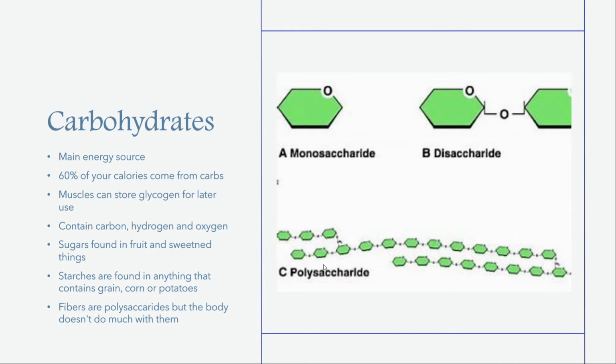Polysaccharides are typically known as starches, and they are the types of carbs found in anything that contains certain crops like grain, corn, and potatoes. Fiber is actually another polysaccharide that's not typically digested, so a diet high in fiber can actually be pretty filling. That being said though, there's nothing wrong with a diet high in fiber, and it's very likely to prevent stomach or intestinal problems like constipation.